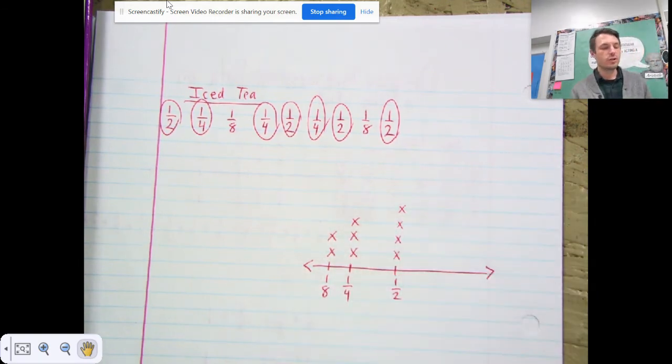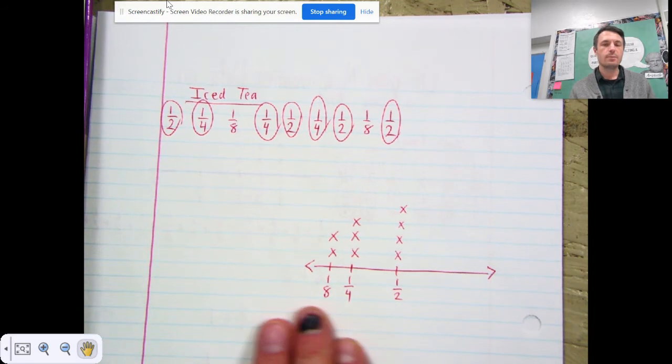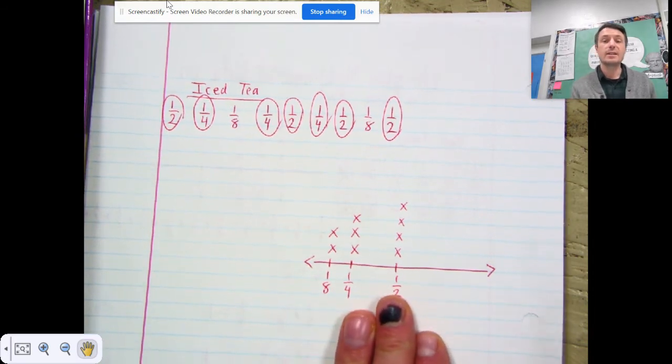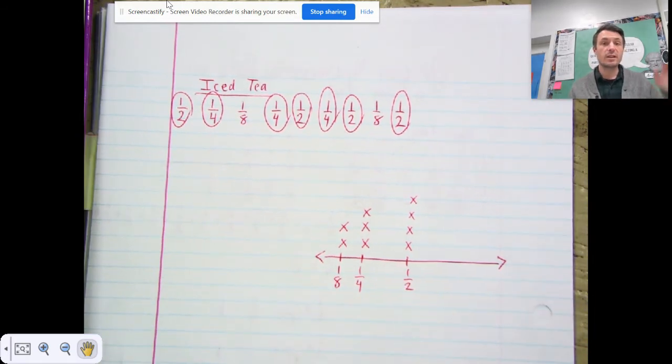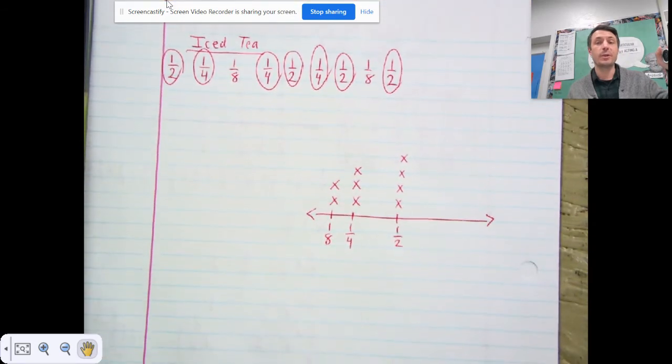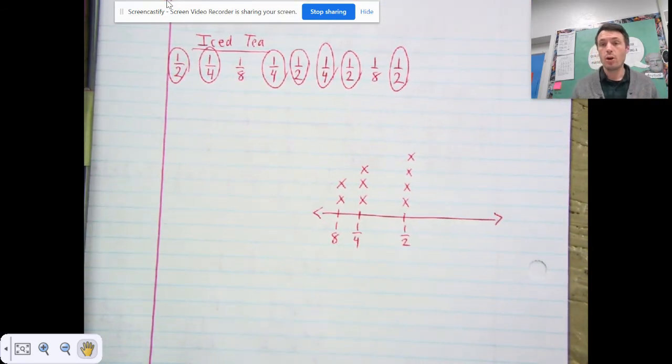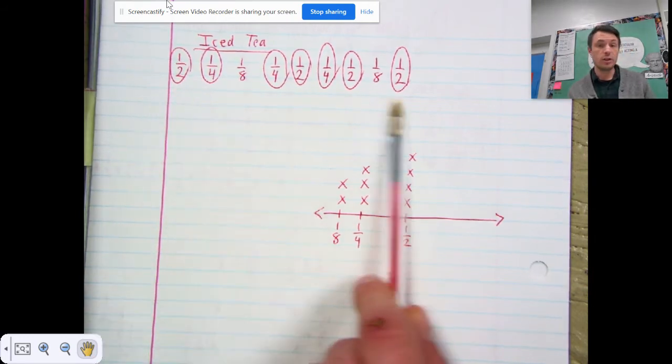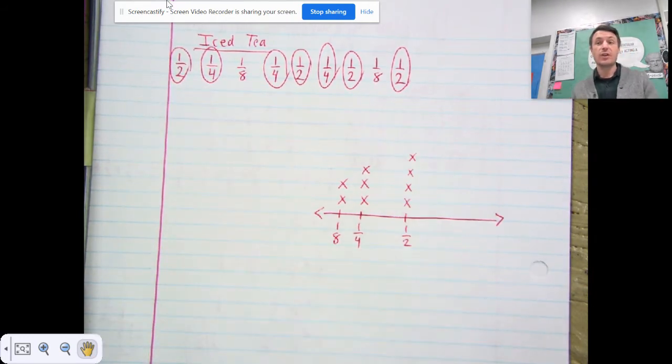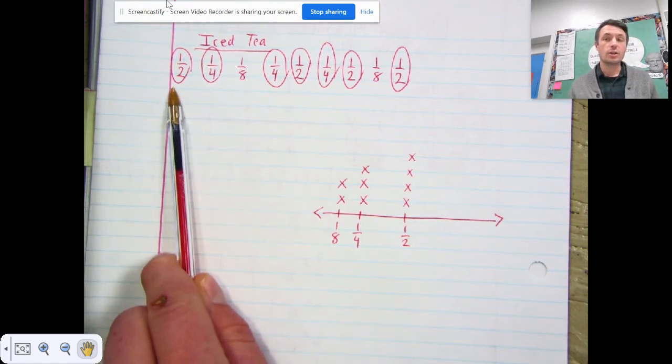So that's the first part, is just taking the information and putting it on a line plot. That's the easiest part. The second part, finding the fair share, I admit, is a little bit harder to understand. But remember, all you do is add all the fractions together. You add all these fractions together and then divide that by the total number of fractions.